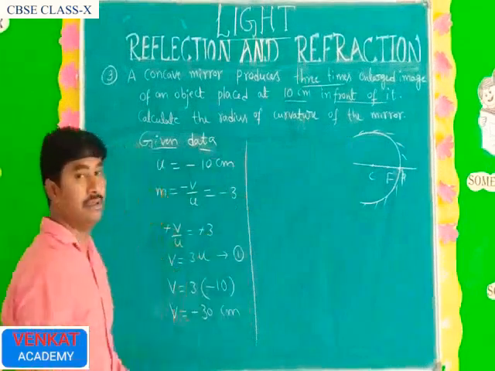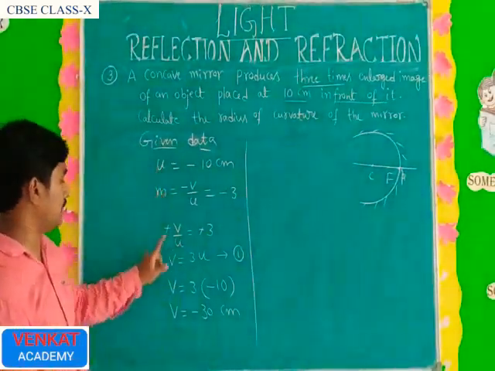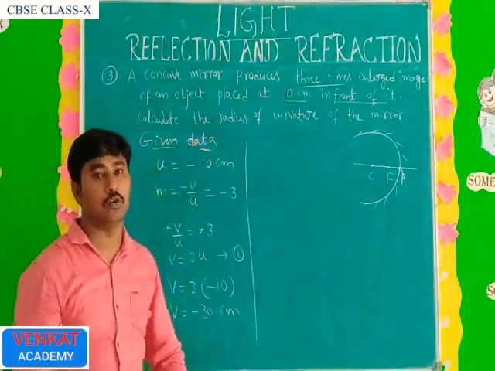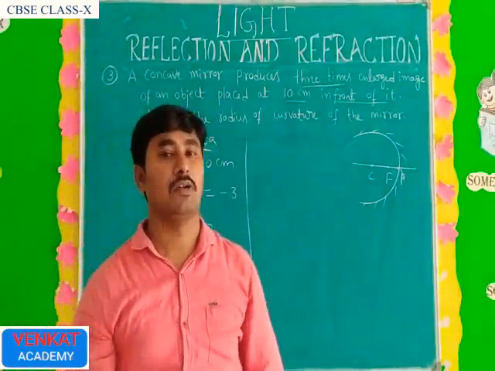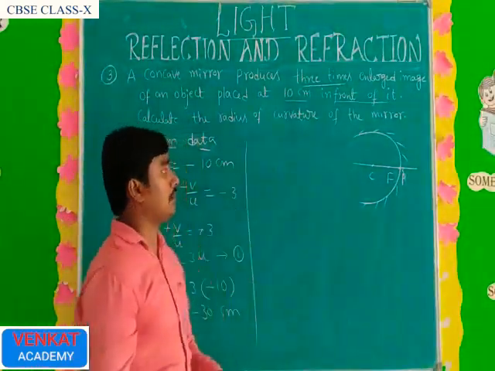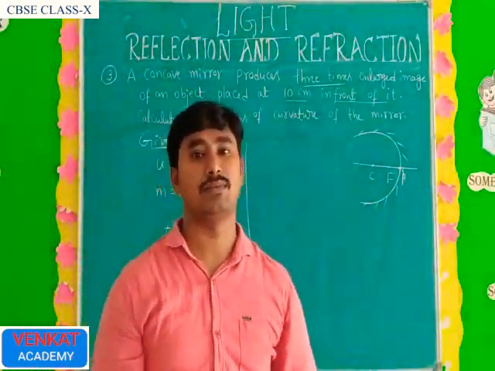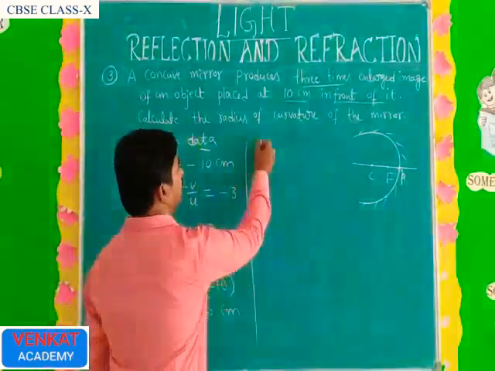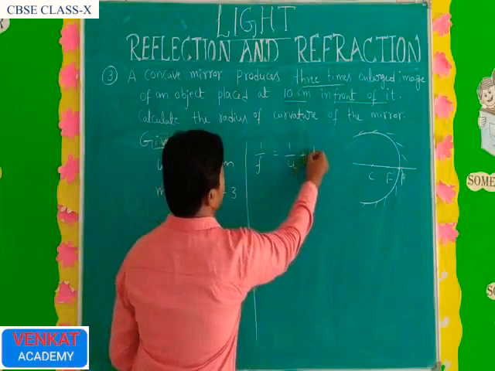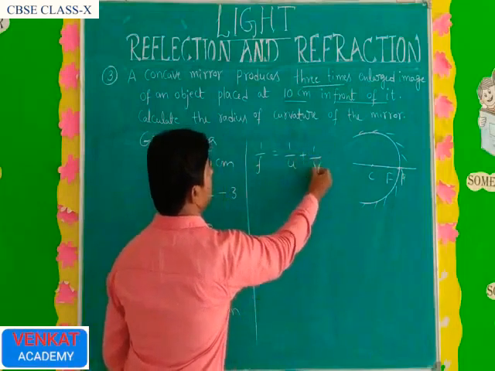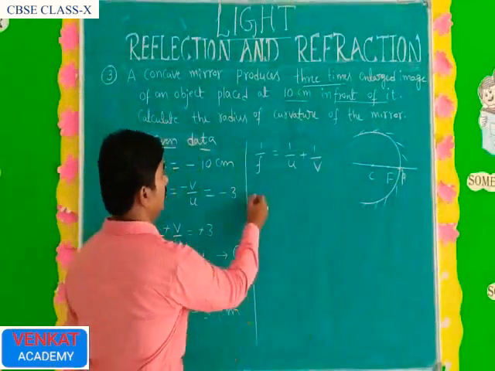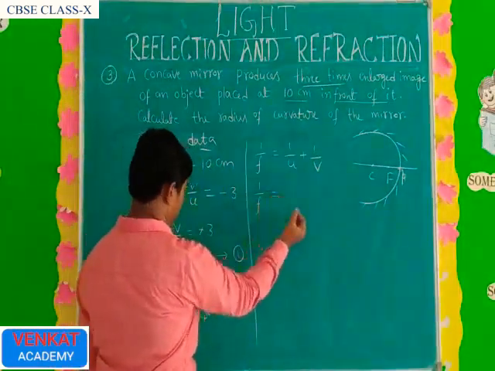Now you know the object distance and image distance, and we want to find the radius of curvature. First of all, you have to find the focal length of the mirror. What is the formula? It is the mirror formula: 1 by f is equal to 1 by u plus 1 by v.